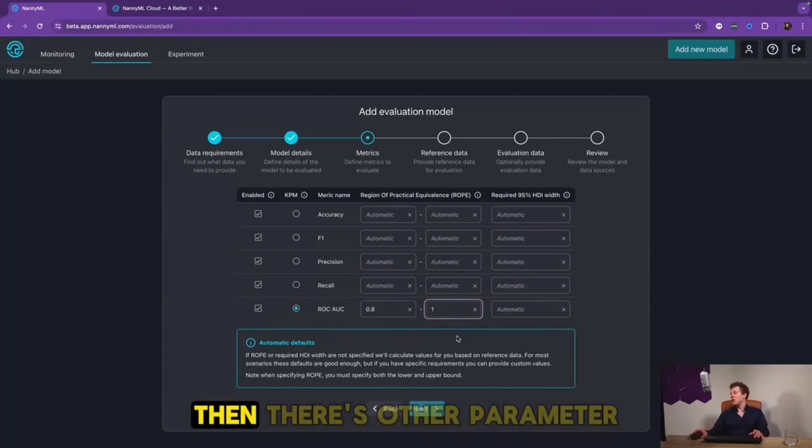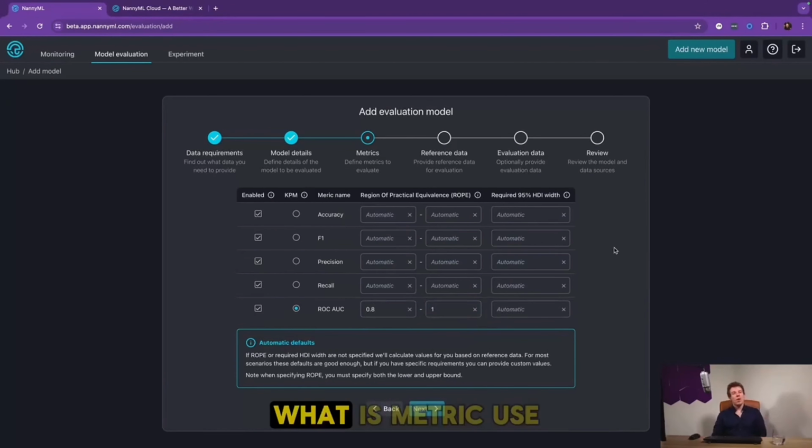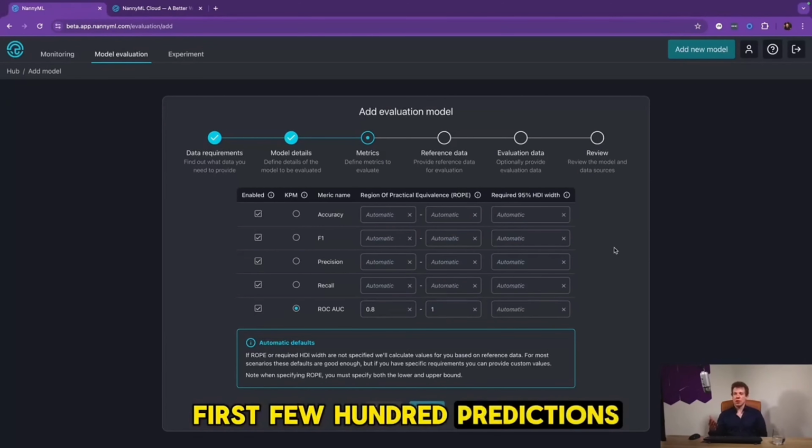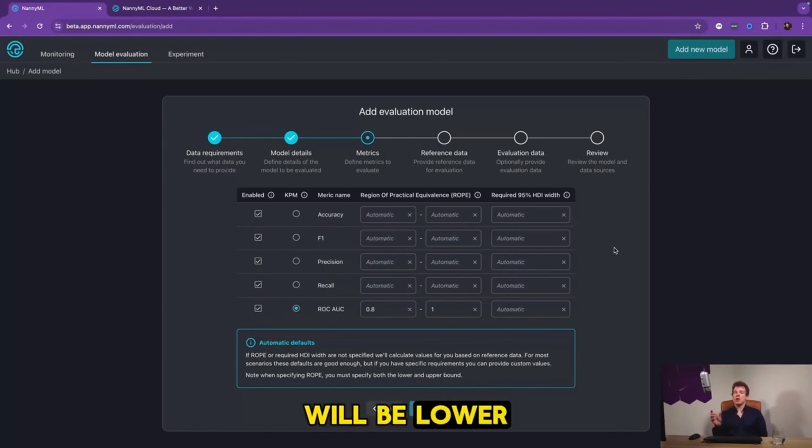Then there is another parameter called the required 95% HDI width. What is this metric used for? It is possible that when you deploy the model and you only get, let's say, the first few hundred predictions, just by sheer luck, your model performance will be lower or higher than the expected long-term performance of your model.